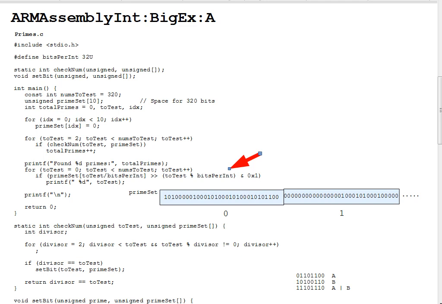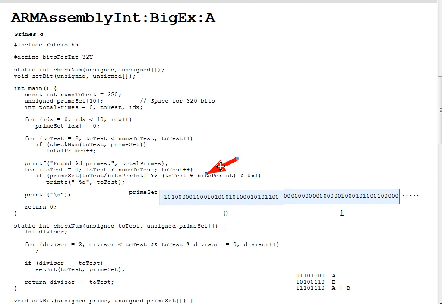Well, the basic answer is that the bit that gets down to the bottom LSB position is the one that represents the primeness of toTest. It'll be a 1 bit if toTest is prime. The expression first picks the prime set element containing toTest's bit, the division there, and then it shifts that element to the right by the bit number for toTest, leaving toTest's bit in the LSB spot.